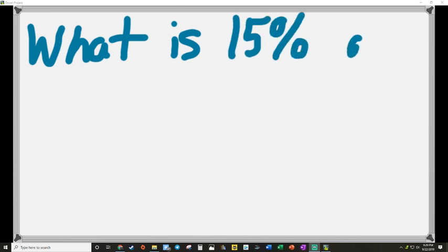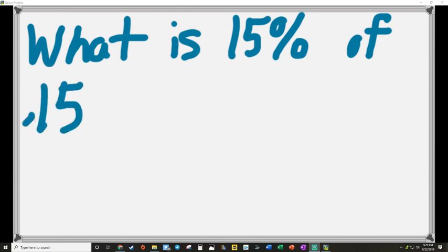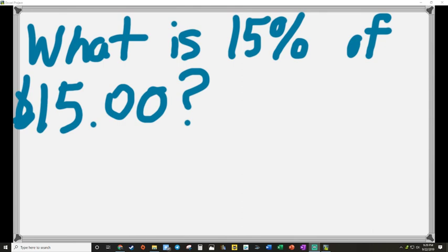First example is what is 20% of $15? So we have what is 20% of $15? And I am going to struggle putting a dollar sign in. There we go. And my terrible dollar sign. Oh well. So we have the rate, we have the base, we have to find the part.